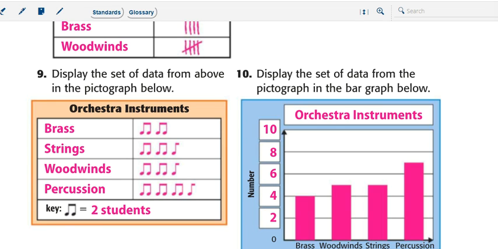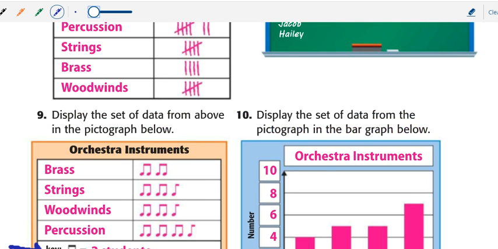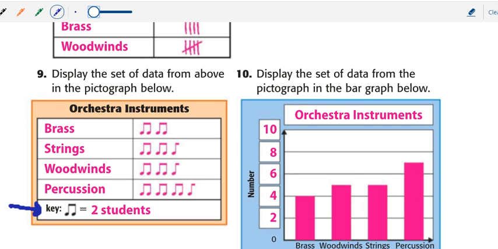So the key, this is very important for you guys to understand. The key tells me how much each drawing in a pictograph represents. Each of these will equal 2 students, okay? So for brass, there's 4 people, so 2 notes. For strings, there are 5 people, so they draw 2 notes and the half of 1, which is equal to 5.